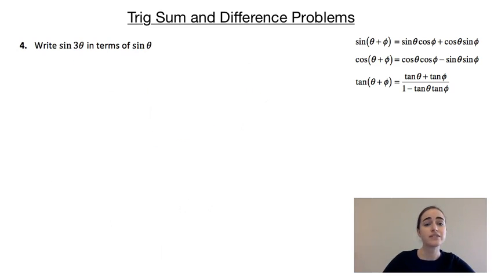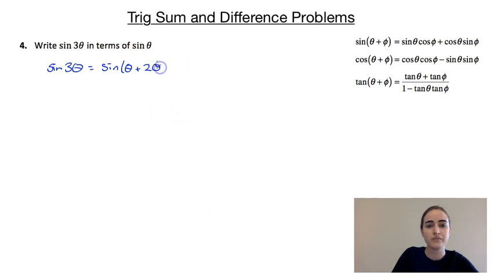Our last example asks us to write sine 3 theta in terms of sine theta. So what I'm going to do first is split that sine of 3 theta into a sine of theta plus 2 theta. So we've got two angles added together, so I'm going to use this formula here to expand it out. So we're going to have sine theta cos 2 theta plus cos theta sine 2 theta. Now I want to expand it out a little bit further, so I'm going to use my double angle results to expand this term and this term.